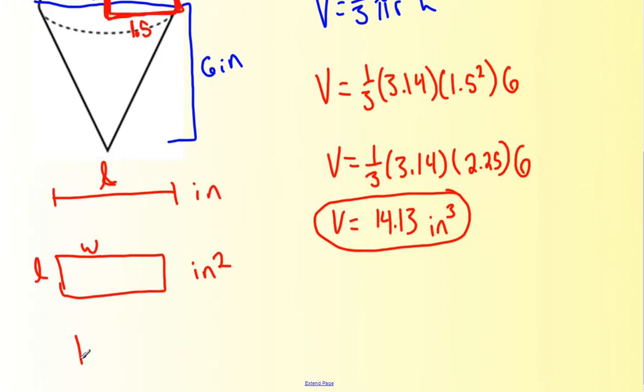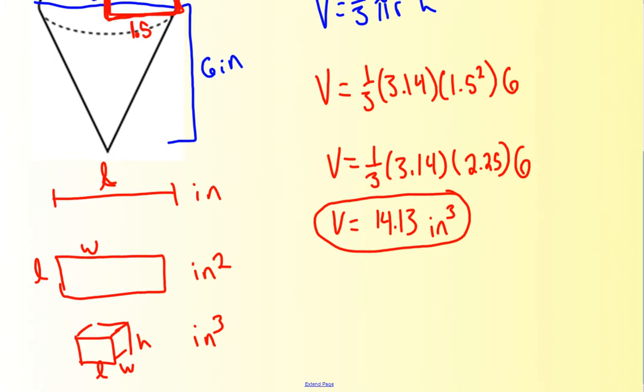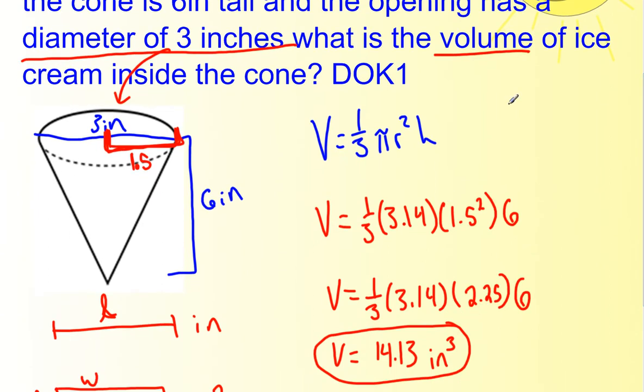When you're measuring volume of a cube, I know we're doing a cone here, but in general, if you're measuring volume, it'd be inches cubed because you have a length and a width and a height. So there's three dimensions, so your unit is inches cubed. Two dimensions, squared. One dimension, inches to the first power. Okay? So the volume of this cone, or the volume of the ice cream inside of the cone, is 14.13 inches cubed. Write formula, label picture, substitute, solve.